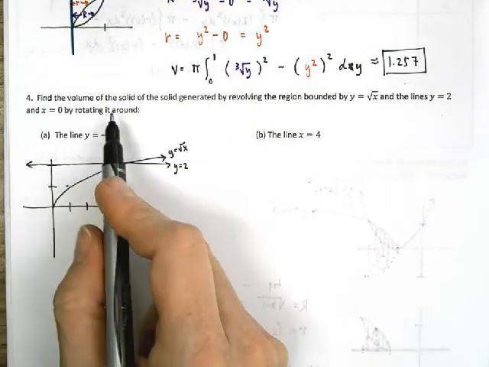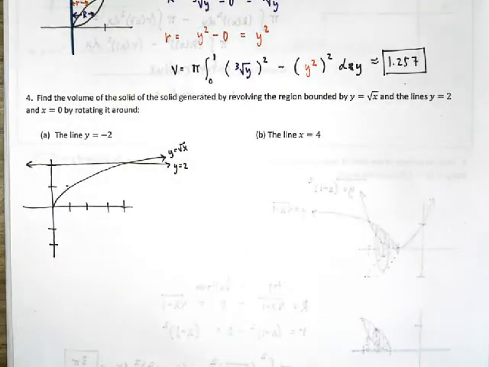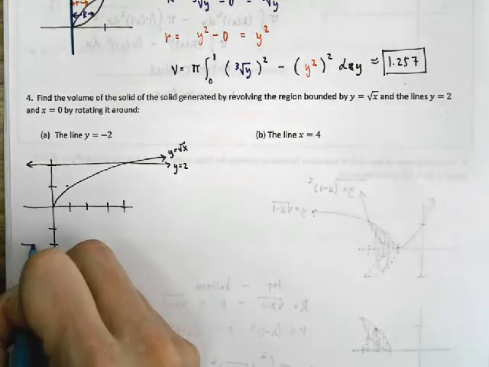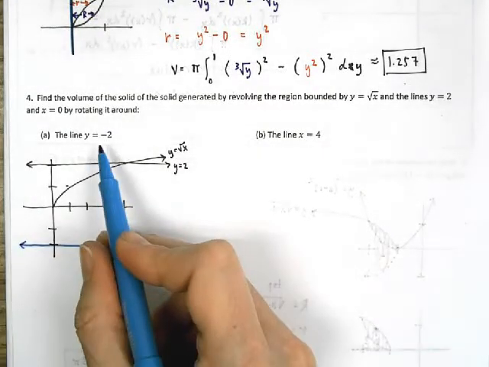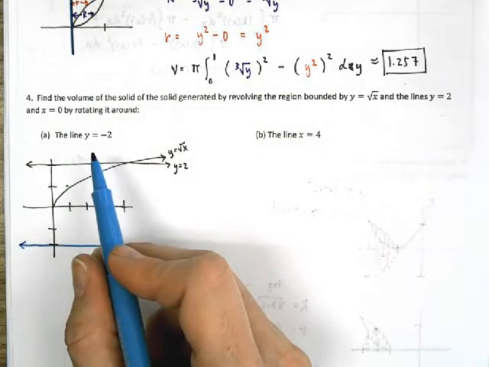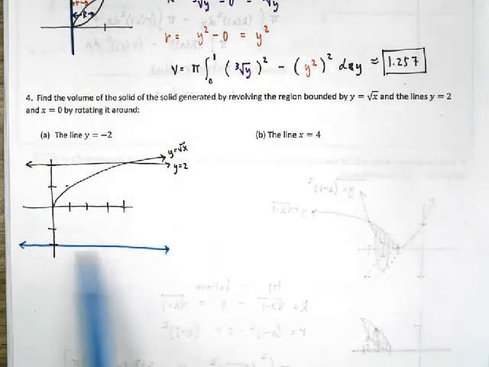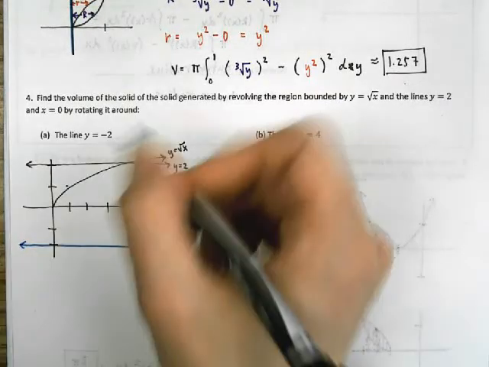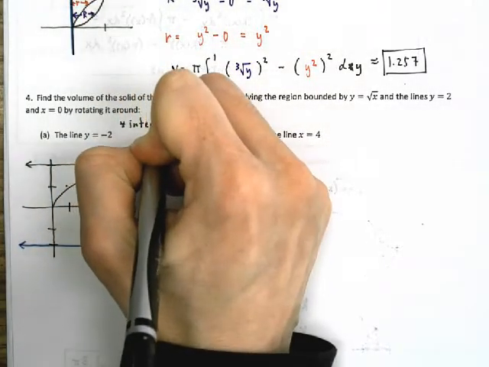Now, we're going to rotate it about the line y equals -2. So just like I was doing before, I'm actually going to draw that in blue. So now my axis that I'm revolving it around is something other than the x or y axis. Now, since this is parallel to the x-axis, I know that I'm going to integrate with respect to x.